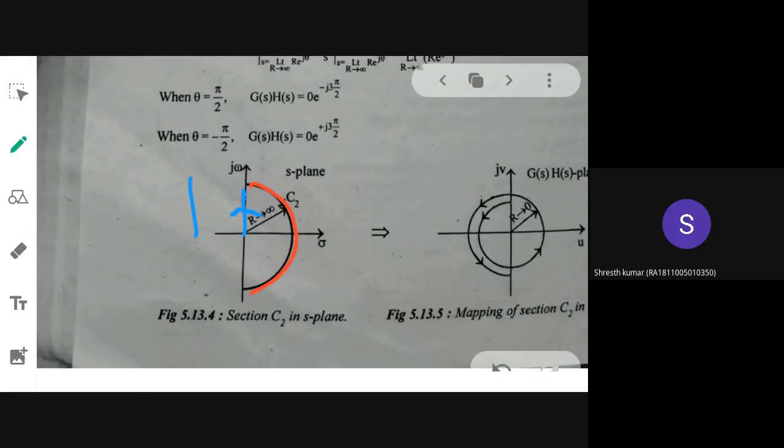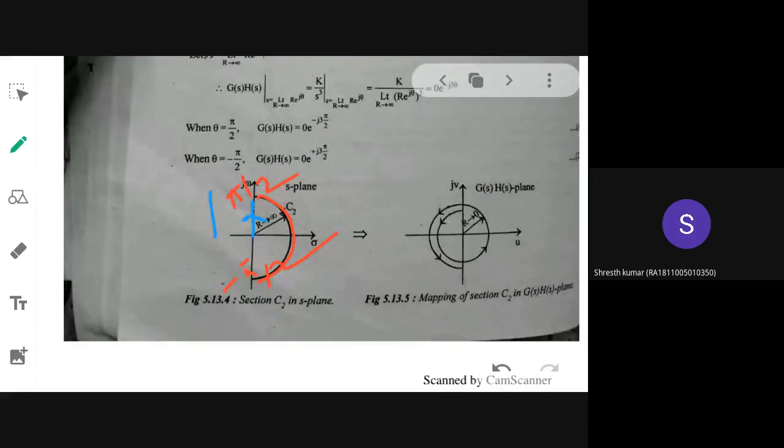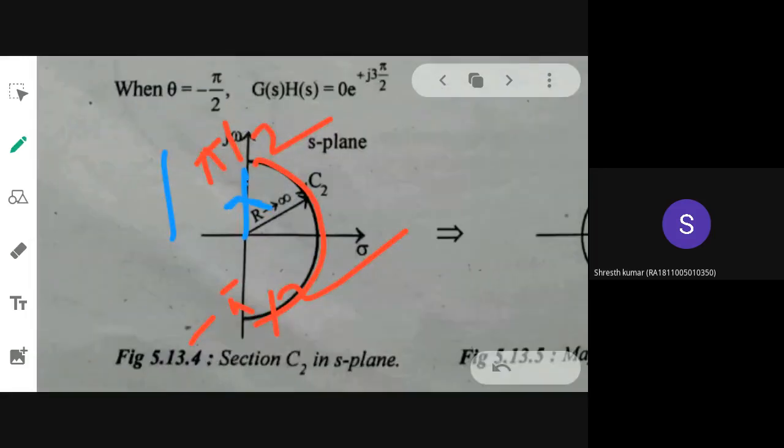For this also you need to know what the map will be. So remember the two aspects: the radius is infinity, and the angle of travel is from pi by 2 to minus pi by 2. These things you have to remember.